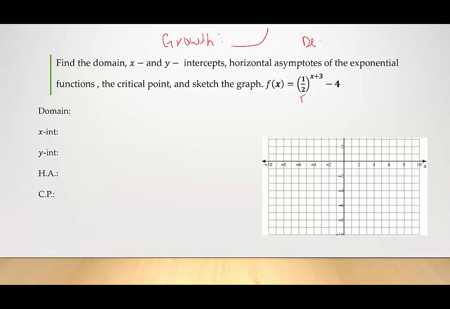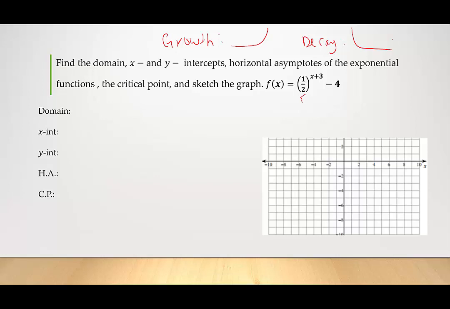With exponential decay, it does the exact opposite. It flips over that y-axis. So it's really tall in the negatives, and then it kind of flattens out in the positives, right? Because you're taking a fraction, and if you take a fraction and you keep multiplying it to itself, it gets smaller, and the value gets smaller and smaller and smaller. So with decay, we are going to see our graph kind of flip around.